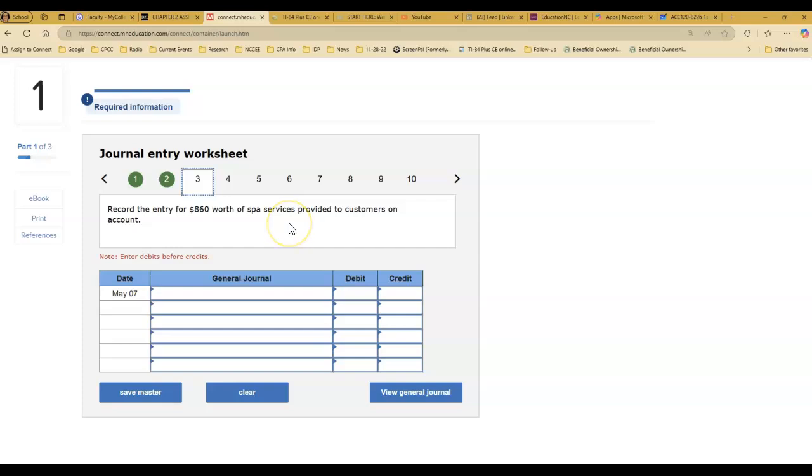All right, number 3. Record the entry for $860 worth of spa services provided to customers on account. Okay? Now, again, try to picture what's happening here. Don't get all hung up in the verbiage. Customers showed up. We gave them massages, okay, or spa services, and they said, put it on my tab. Okay? So they now owe us for those spa services, and we provided those spa services, right?